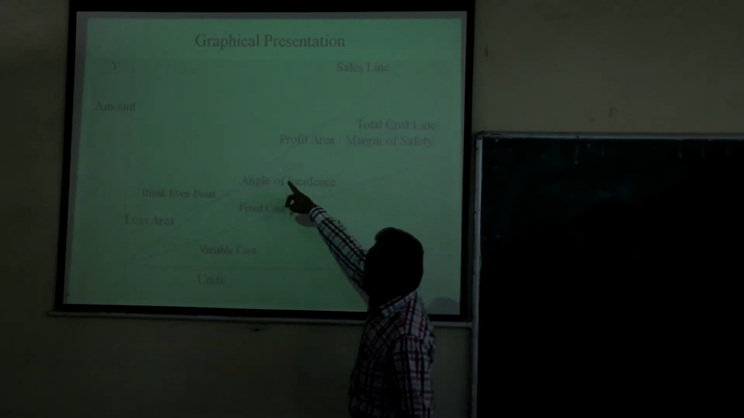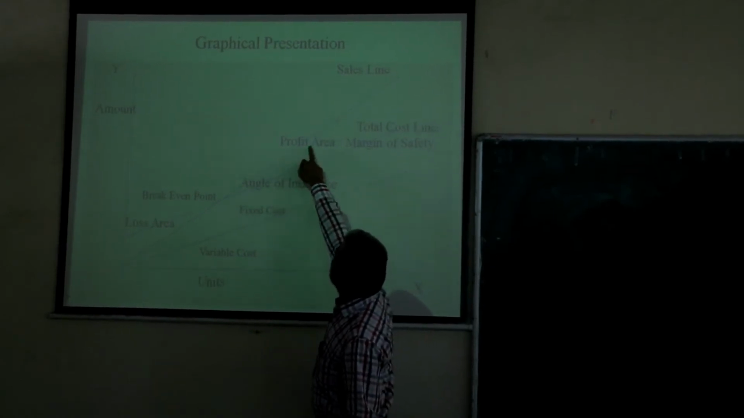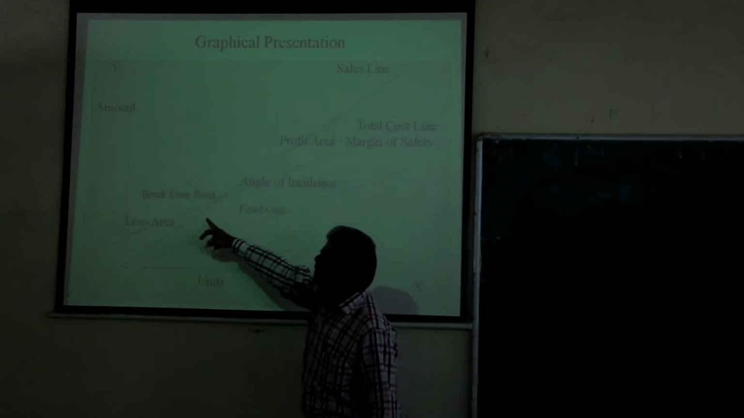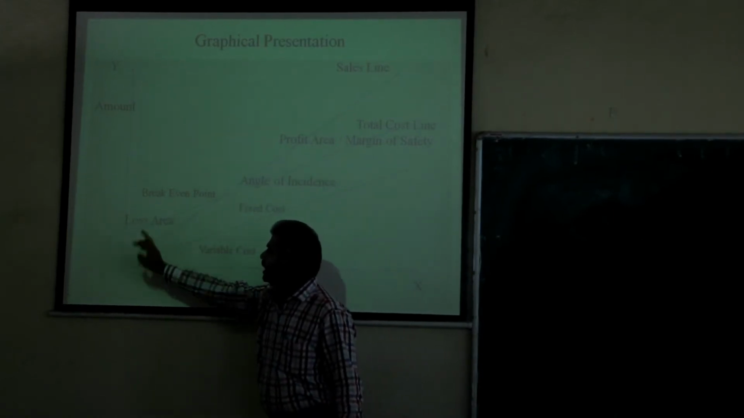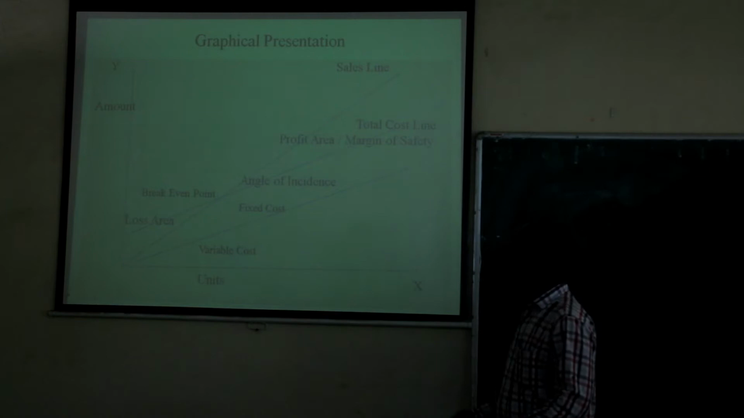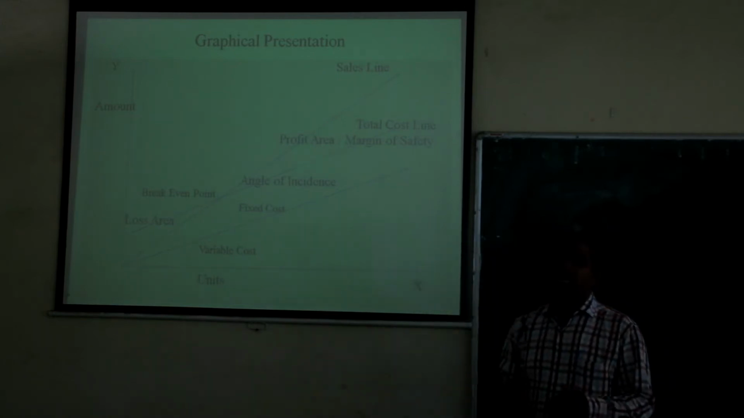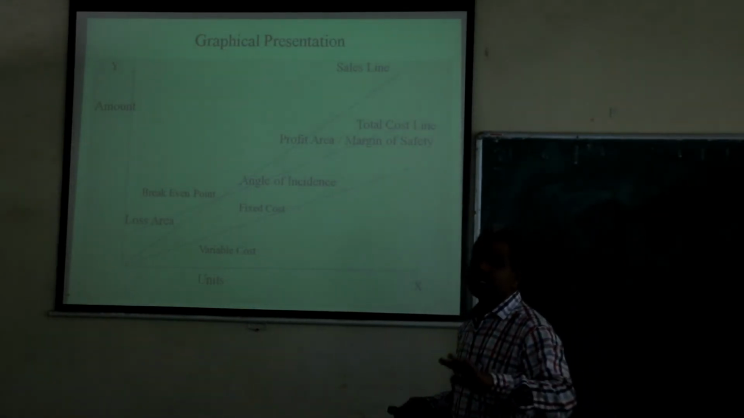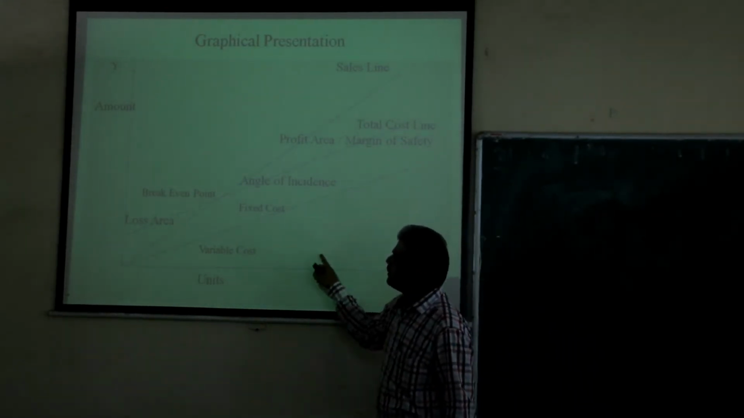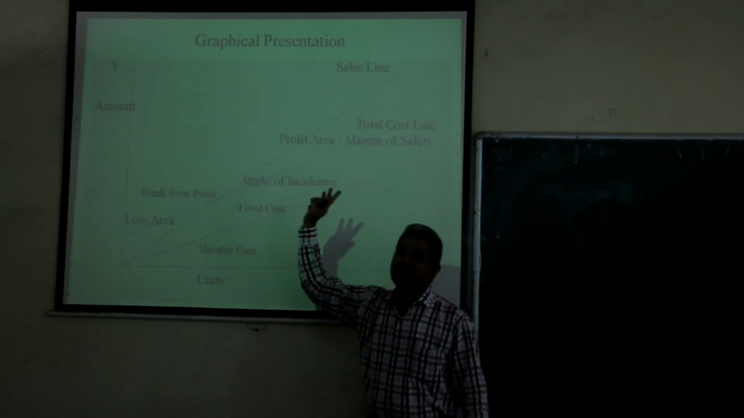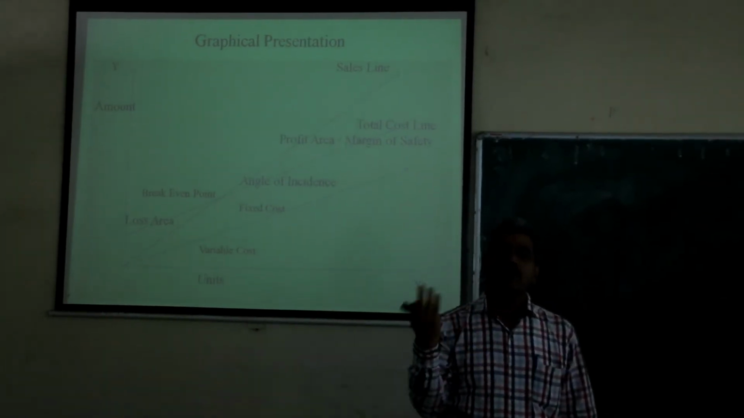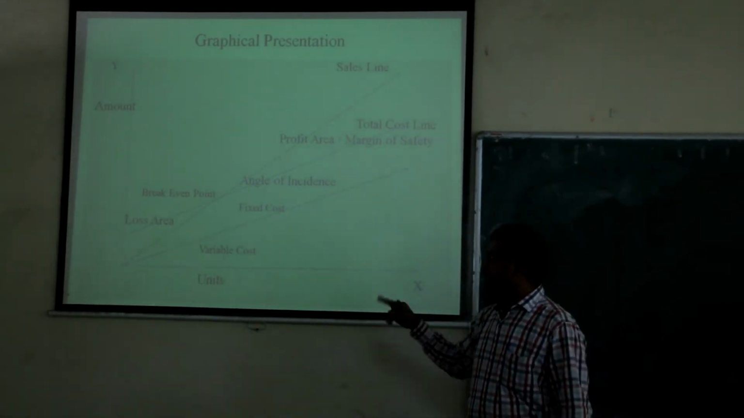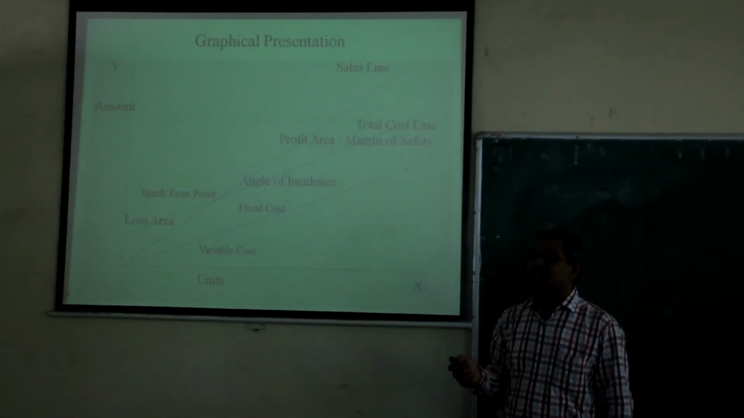Okay. This is angle of incidence. This is profit area between the sales line and total cost line. This is loss area between the fixed cost and sales line. So we have presented the same graph by a different method. Different method in the sense, first we have shown variable cost and then we have shown fixed cost. In the previous method, first we have shown the fixed cost and then variable cost. Only the method of presentation is changed.